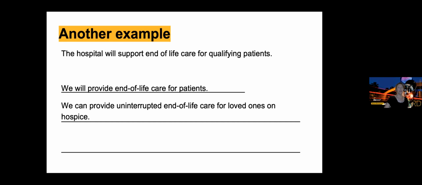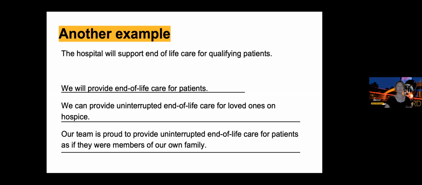What about, we can provide uninterrupted end-of-life care for loved ones on hospice, which is another way. So these are synonyms that you can use to augment and pull people in. Now we have end-of-life care and hospice partnered together as language that all of a sudden gives me a deeper respect and understanding of what's going to happen with these patients. And then finally, just another example, if you've added this emotion to it: our team is proud to provide this care as if they were members of our own family. And all of a sudden I'm in, I want you to win, right?